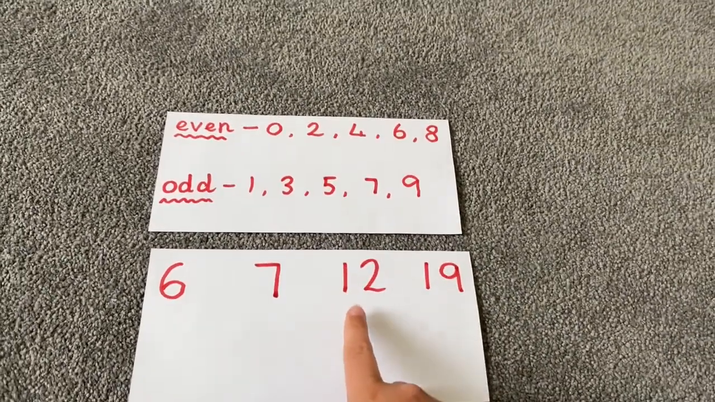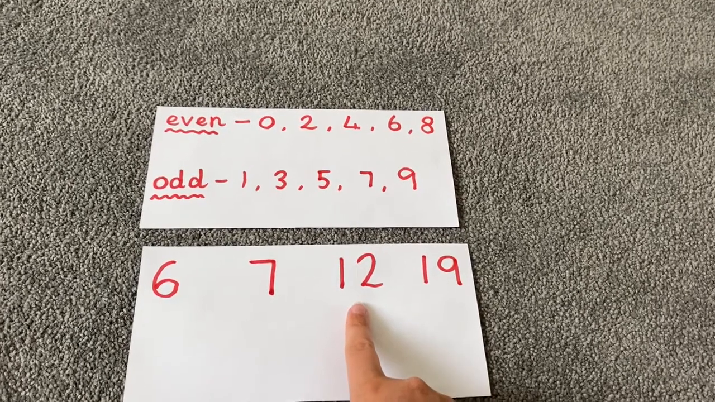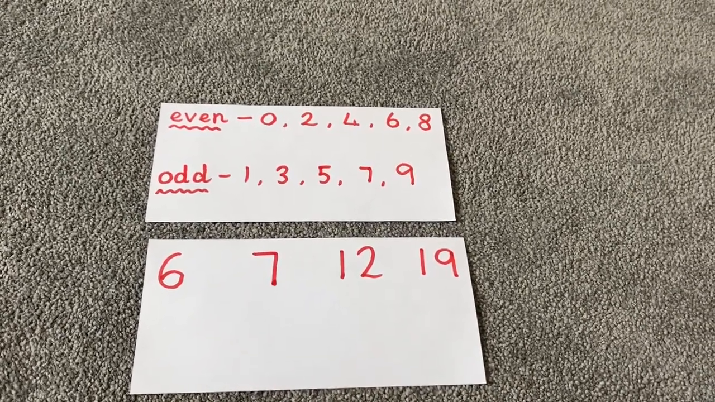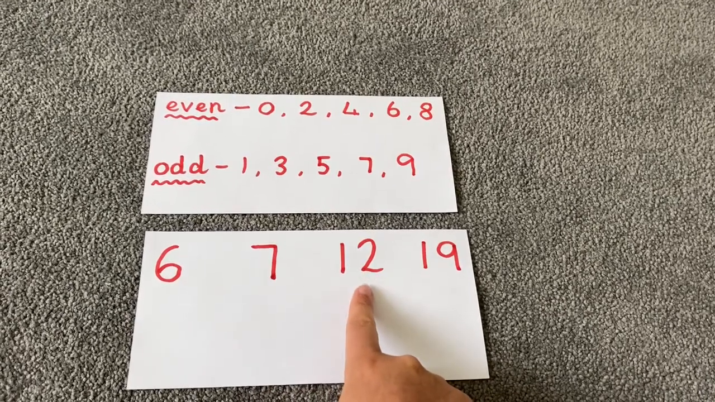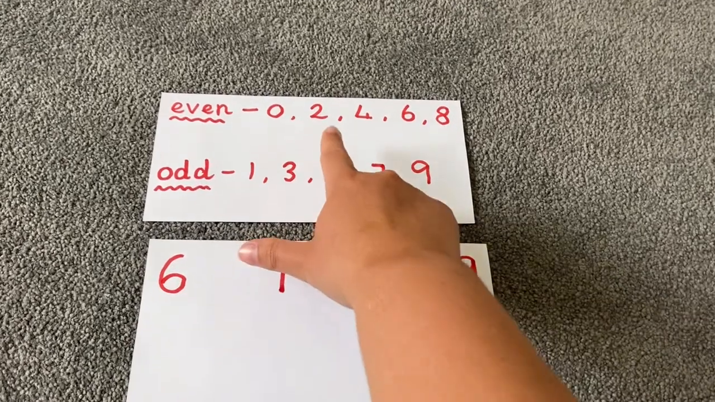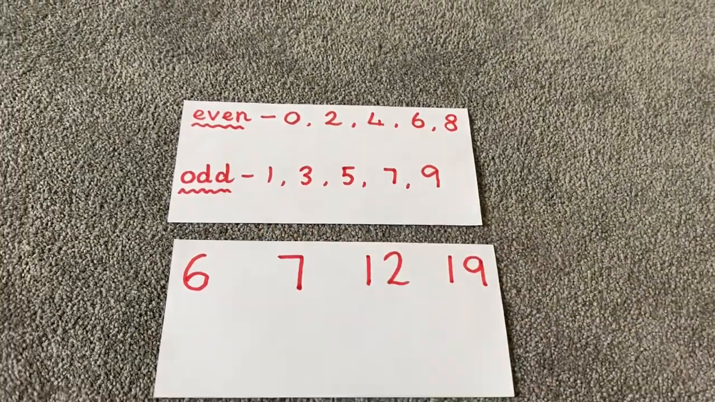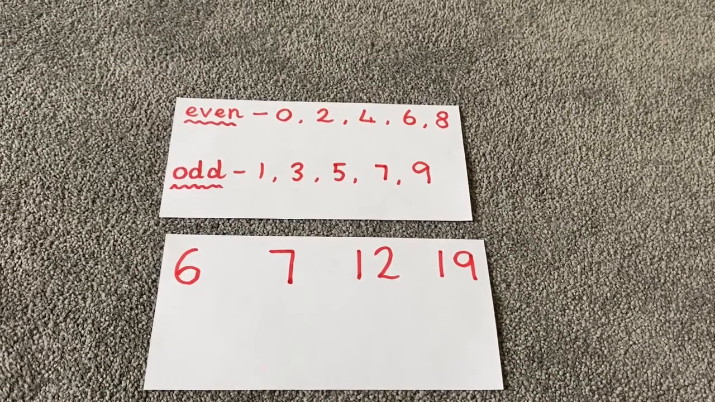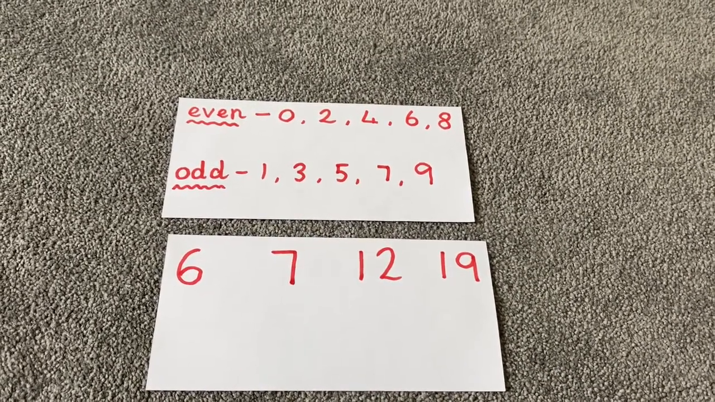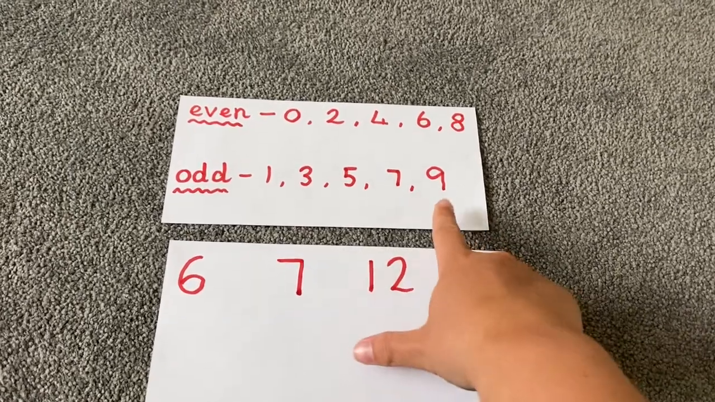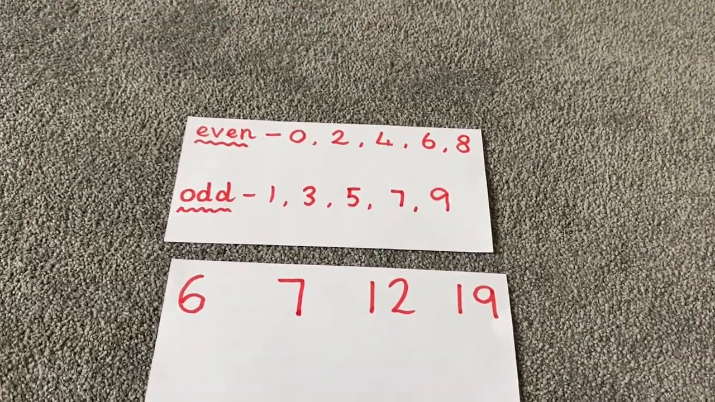Now let's have a look at number 12. Do you think number 12 is odd or even? So number 12 is an even number because 2 is the last digit in the number and 2 is on the even list. Let's have a go at number 19. Do you think that's odd or even? Yes, it's odd because the last digit is a 9 and 9 is an odd number.